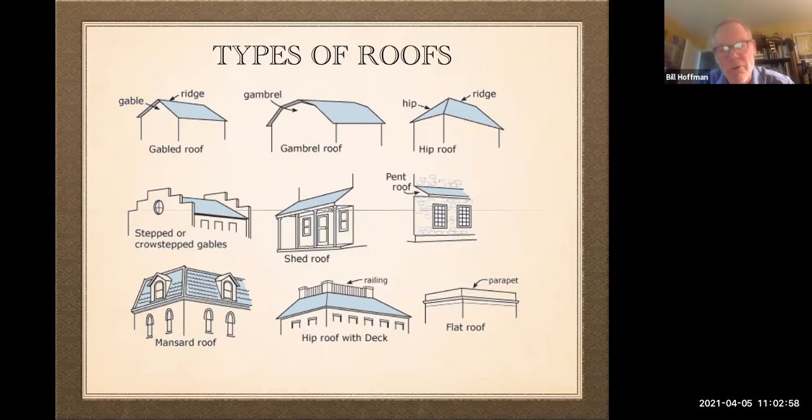A shed roof is one angle from the top. A mansard roof is the French roof with the steeply pitched. And a parapet is an extension of a wall that covers the roof. So maybe that helps a little bit, but it's actually more fun to look at the different styles.